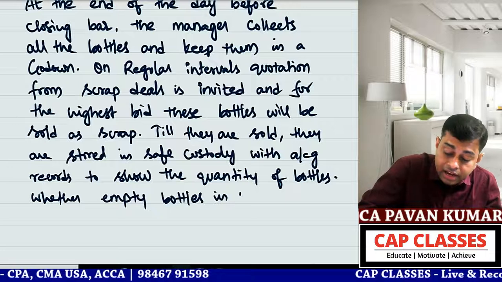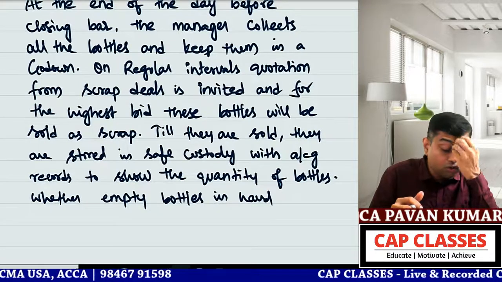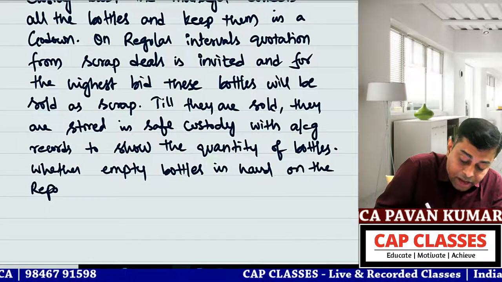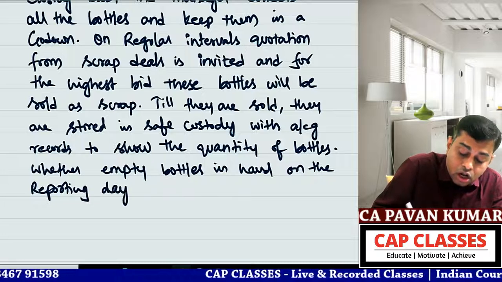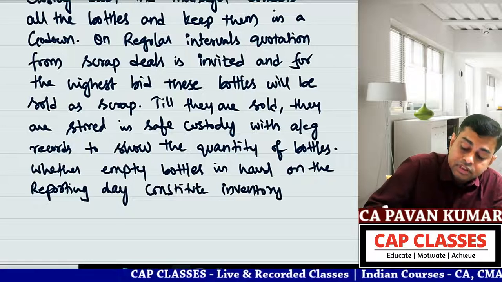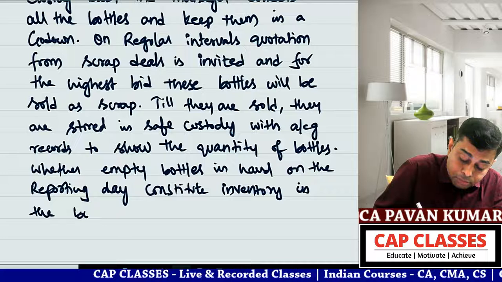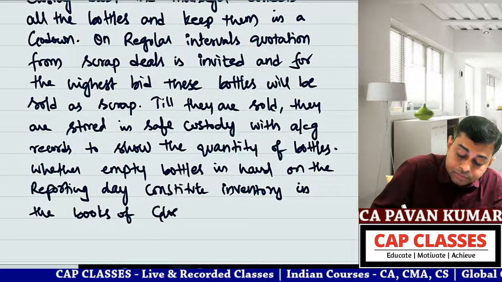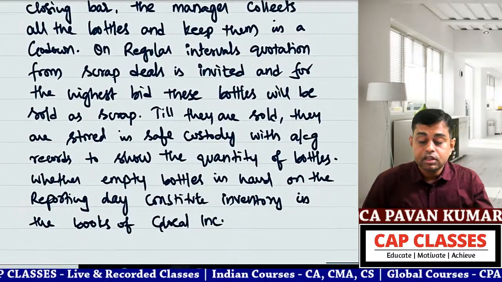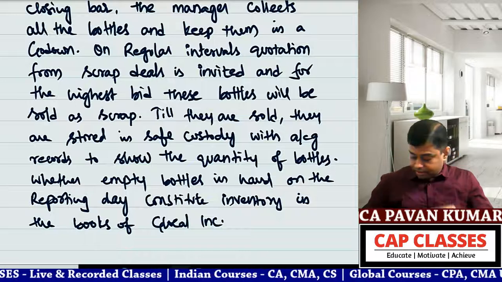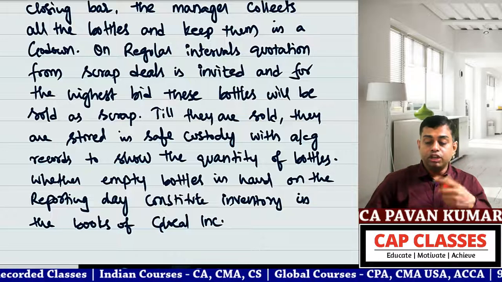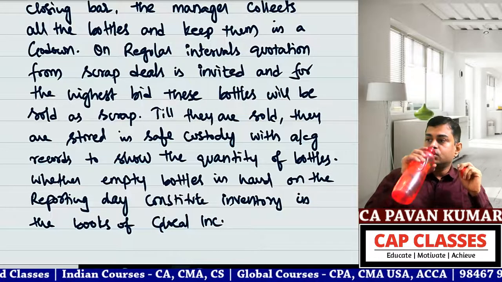Whether empty bottles in hand, that means in godown, on the reporting day constitute inventory in the books of Global. Reporting day means balance sheet day. This is the question. I'm sure you'll give the correct answer now. So answers boliye. Do you think it is inventory? I hope you have written the example also.